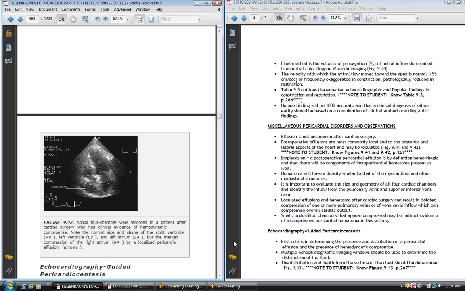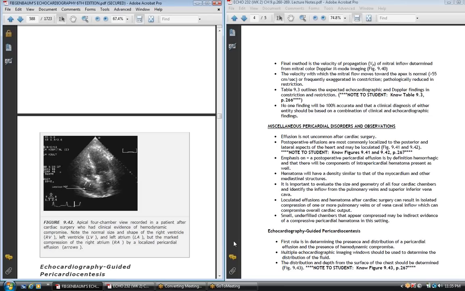Emphasis on a postoperative pericardial effusion is by definition hemorrhagic, and components of the interpericardial hematoma will be present as well. Hematoma will have a density similar to that of the myocardium and other mediastinal structures. Hematoma is a blood pocket.